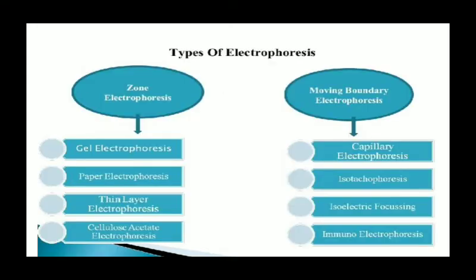Electrophoresis has two major types: zone electrophoresis and moving boundary electrophoresis, right? We have finished with gel electrophoresis. In your syllabus, the next type of electrophoresis technique is capillary electrophoresis, which is a type of moving boundary electrophoresis. So we'll see it in more detail.